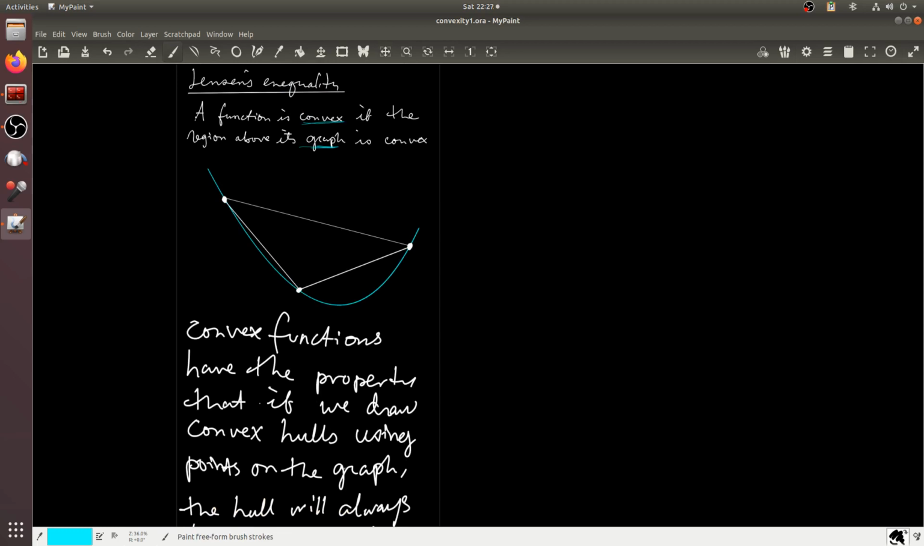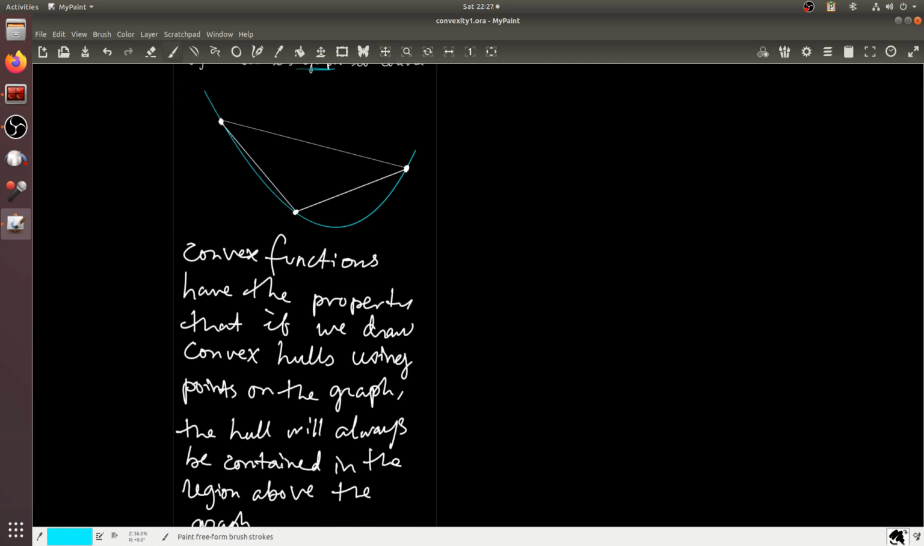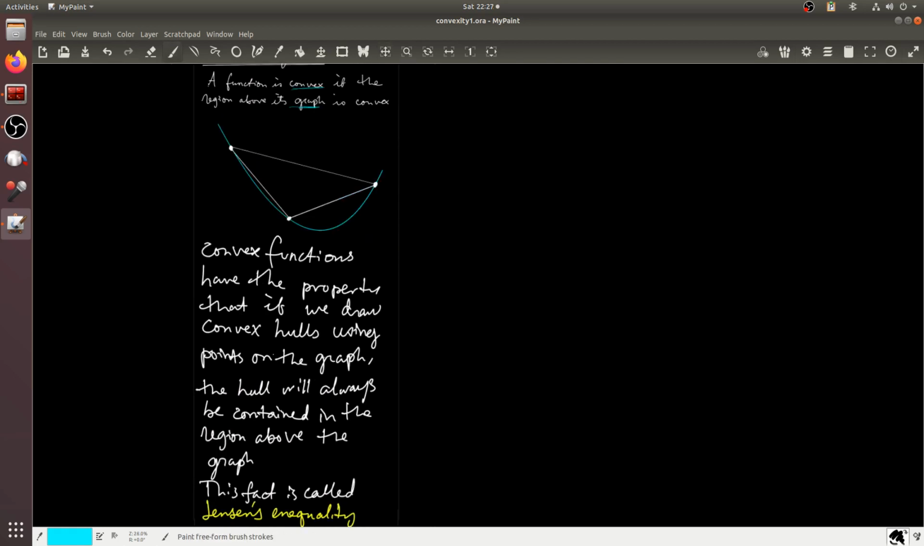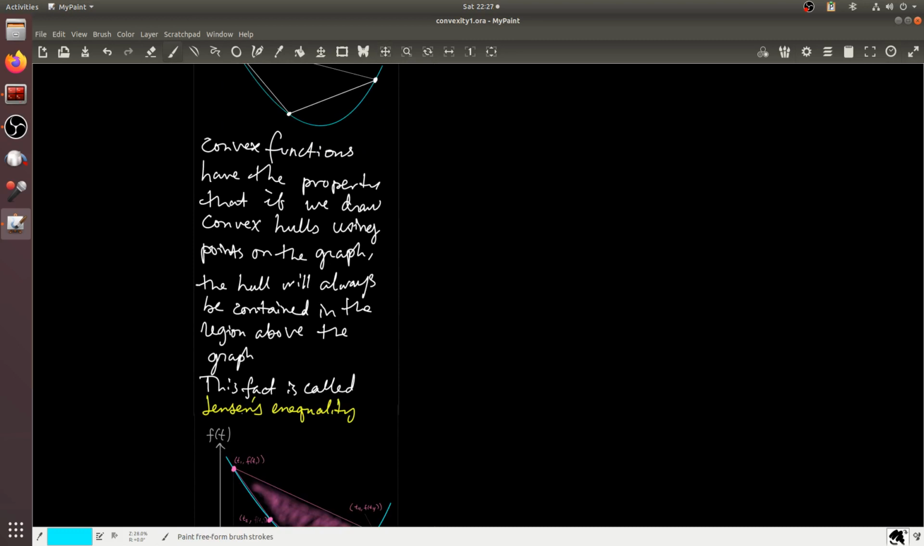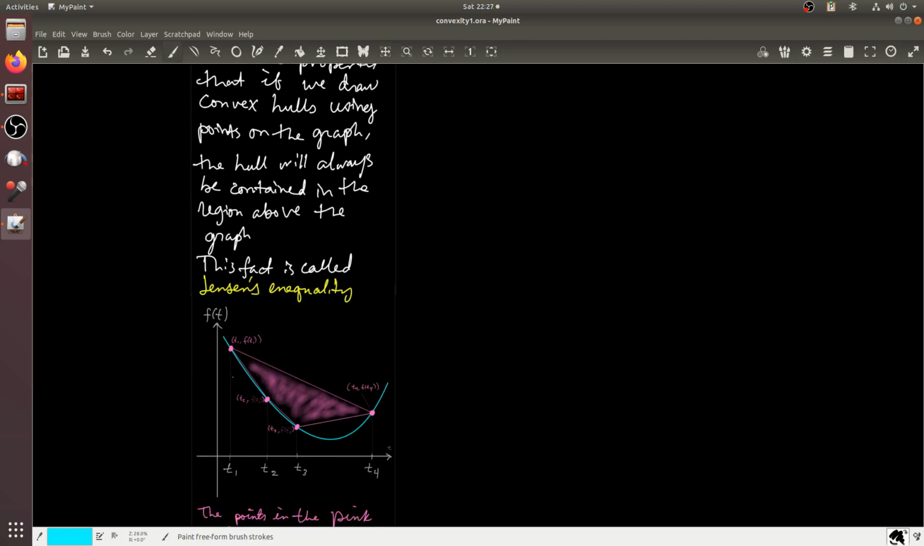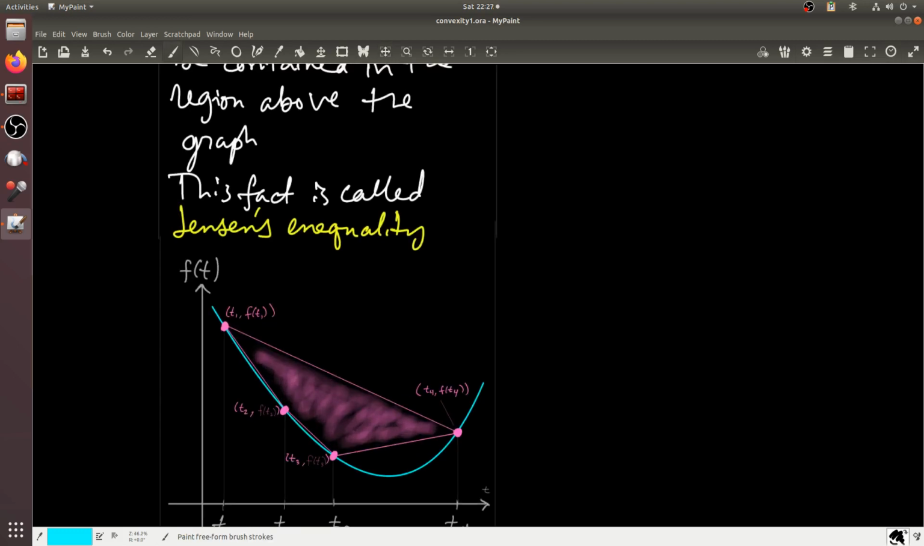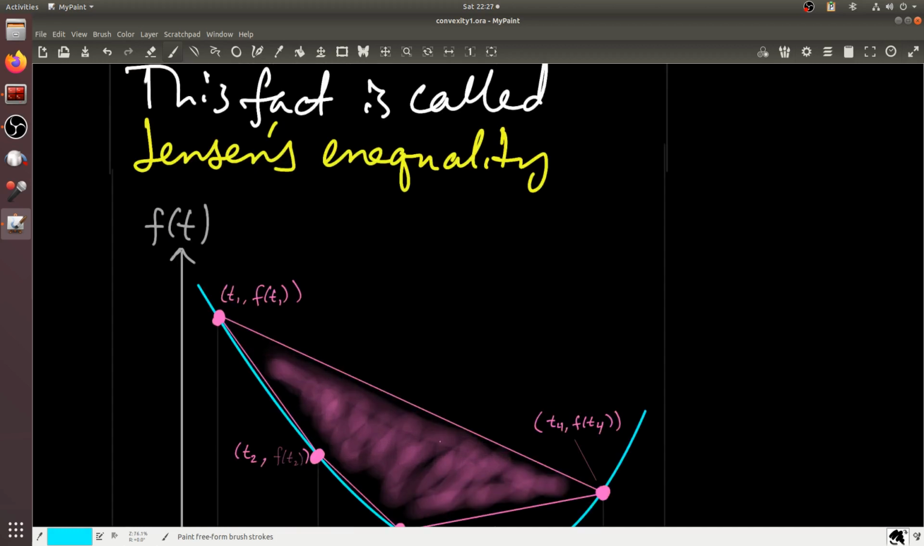Anyway, convex functions have the property that if we draw convex hulls using as vertices points on the graph, then the hull will always be contained in the region above, I should have said the region above or on the graph. This fact is called Jensen's inequality. So here is an example with 4 points on the graph. We drew the convex hull of 4 points on the graph. It lies in the region on or above the graph.